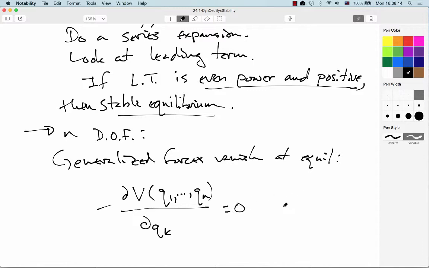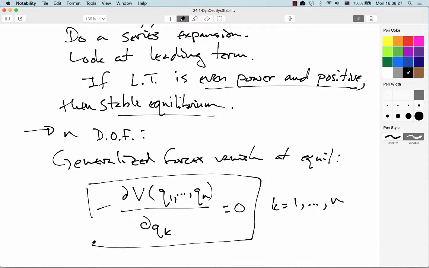So we demand that all of those partial derivatives for k equals 1 to n be 0. Again, like I say, the minus sign is not a big deal, so I'll just put it in parentheses here. We just plain need the derivative to vanish to make that happen.